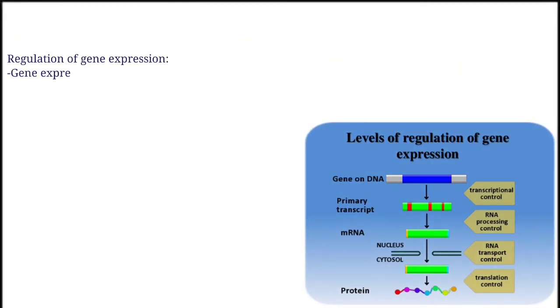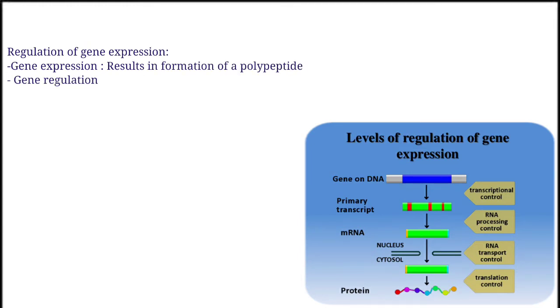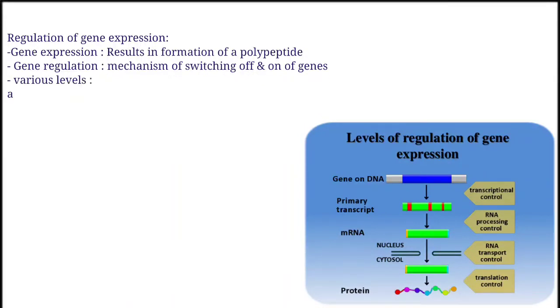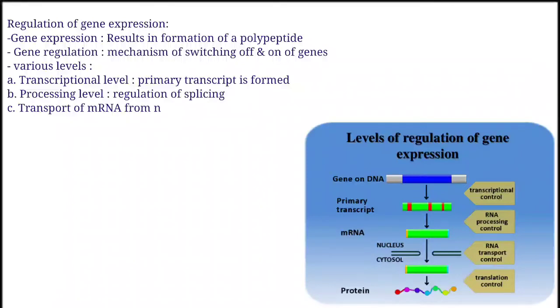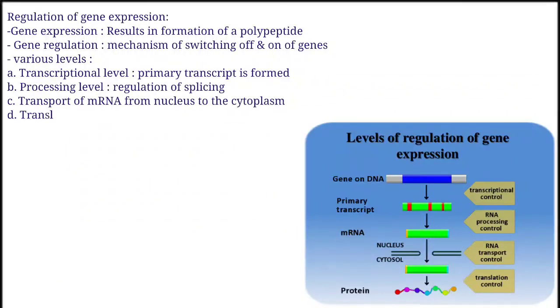Now let's talk about the regulation of gene expression. Gene expression basically results in the formation of a polypeptide, and gene regulation is a mechanism of switching genes off and on depending upon the requirement of the cells and the stage of development. So the regulation of gene expression has various levels.